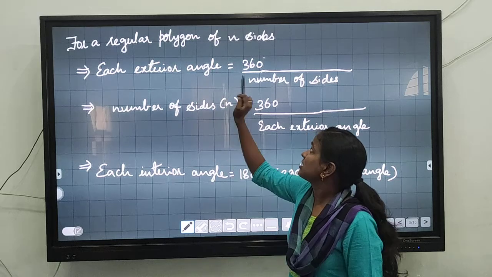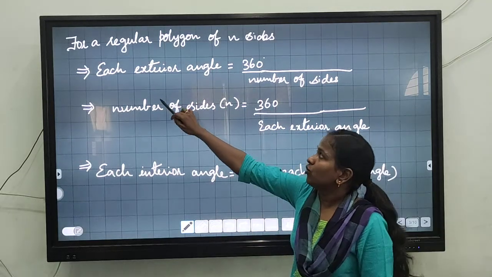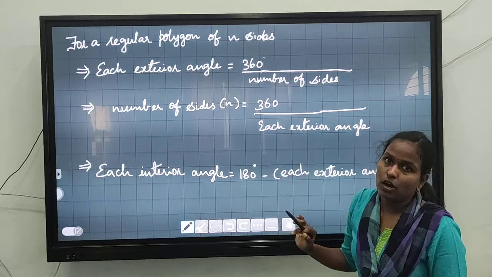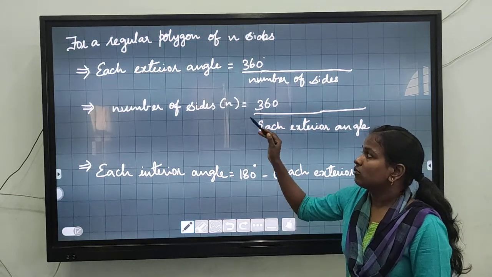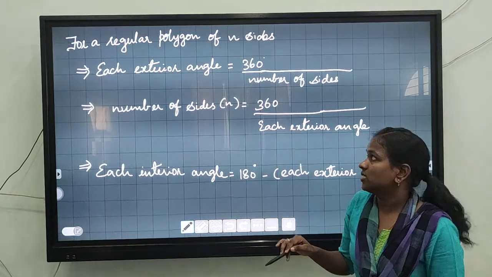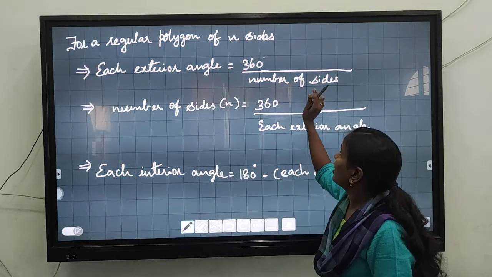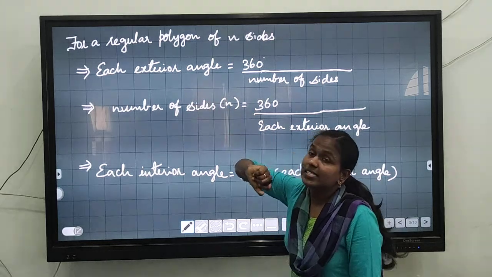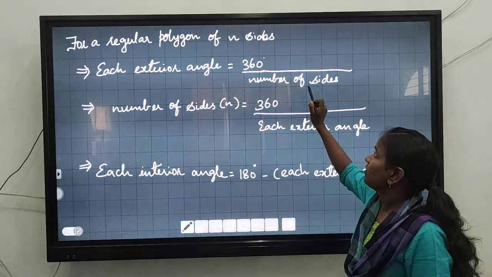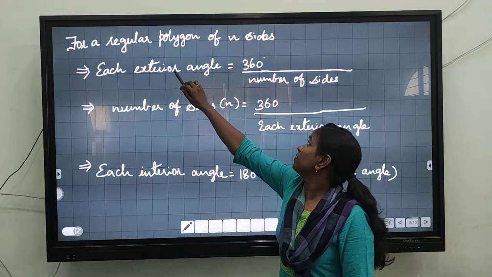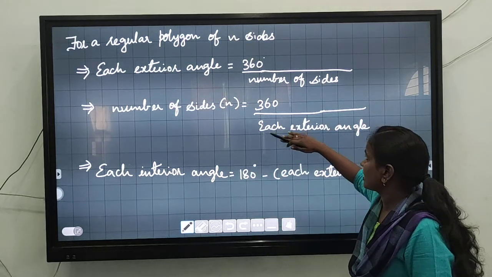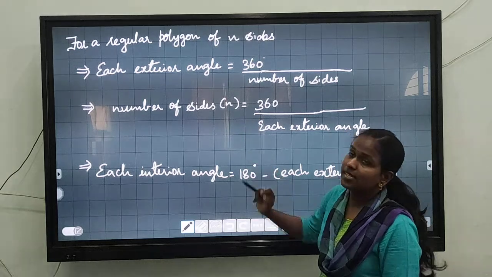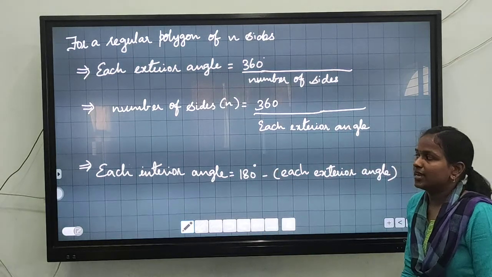If the number of sides is given and they ask you to find each exterior angle, you have to use this formula and solve for the answer. So using this formula we are going to solve exercise 3b. If they are asking for the number of sides and they give each exterior angle, what we have to do is take the number of sides on this side and each exterior angle on the other side. So you will get the number of sides. The number of sides is denoted by the letter n.